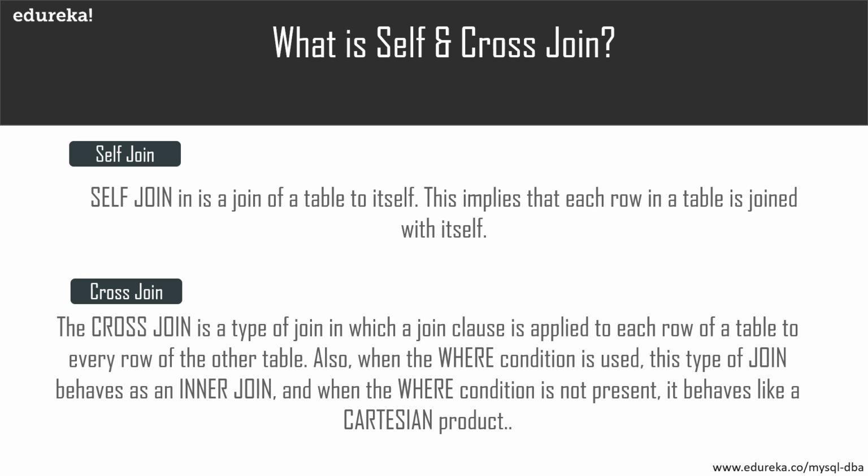Now coming to cross join, the cross join is a type of join in which a join clause is applied to each row of a table to every row of the other table. Also, when the where condition is used, this type of join behaves as an inner join, and when the where condition is not present, it behaves like a Cartesian product. So you just have to remember two points. The first point is that whenever you apply a cross join on specific tables, a join clause is applied on each row of a single table to every row of the other table. And also, when the where condition is present, this type of join behaves as an inner join, and when the where condition is not present, it behaves like a Cartesian product.